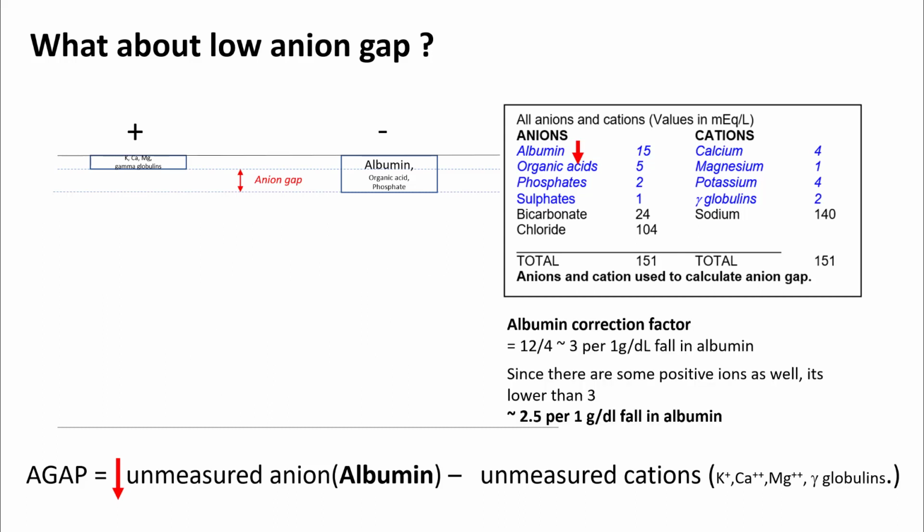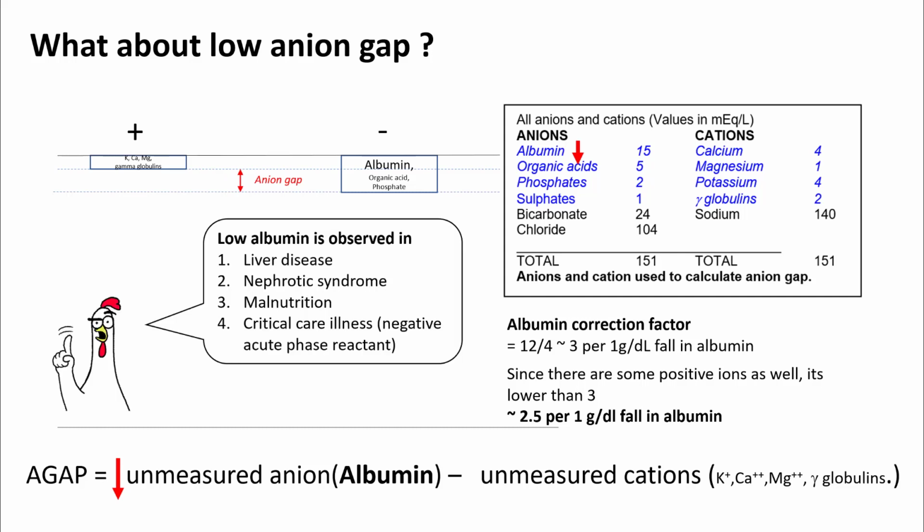So there is an albumin correction factor: 2.5 drop in anion gap per 1 gram per dL fall in albumin. And the way to remember it is your normal anion gap is 12 and your albumin levels are around 4. So it results in around 3 per 1 gram per dL fall in albumin. However, since there are some positive ions as well, it is slightly lower than 3, that is 2.5. Low albumin is observed in liver disease, nephrotic syndrome, malnutrition, and critical care illness, as it is a negative acute phase reactant.